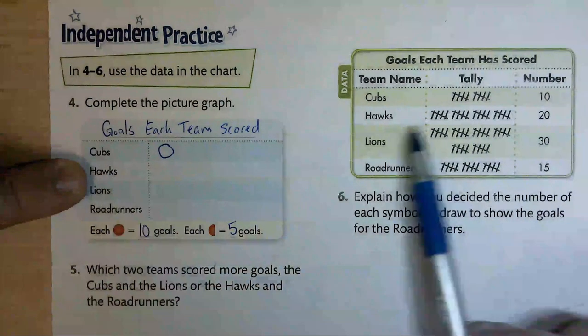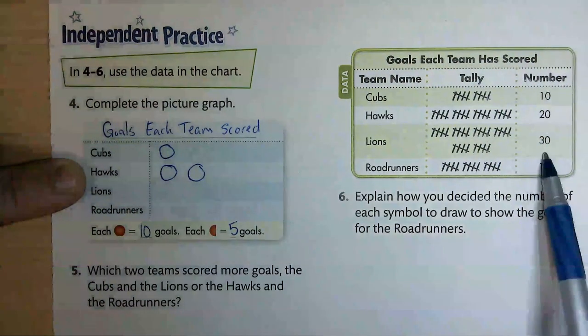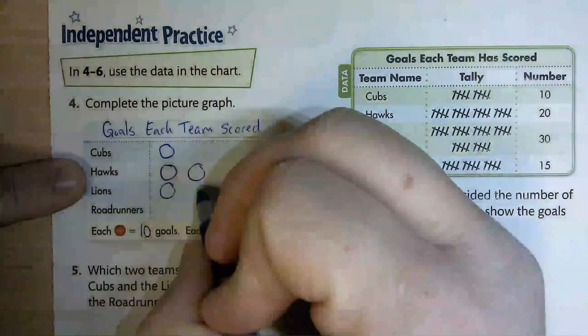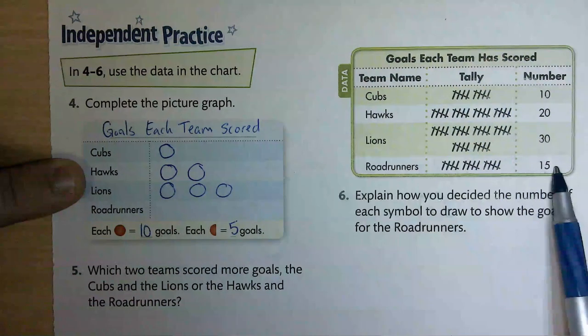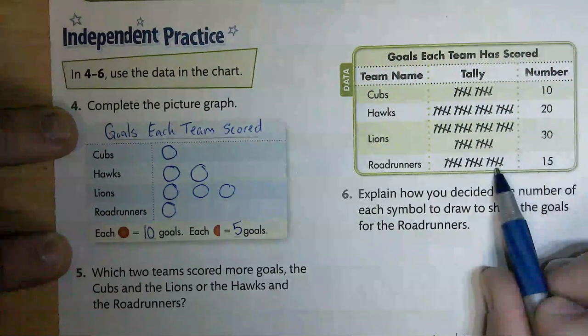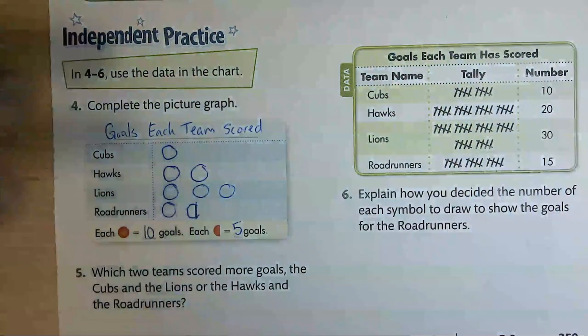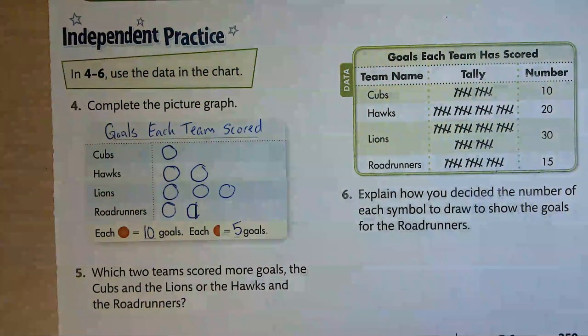So Hawks had 20, so that would be 10, 20. The Lions had 30, so that would be 10, 20, 30. And the Roadrunners had 15. Well, I've got 10, and then I need 5 more, and that's going to be a half circle, right? So I'm going to go ahead and make a half circle just like that. All right. Does yours look like mine? I sure hope so. I hope you were able to pause the video and try those out.